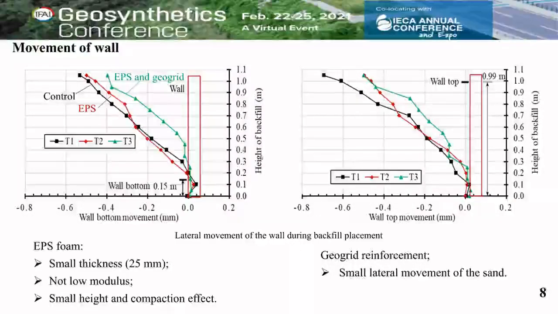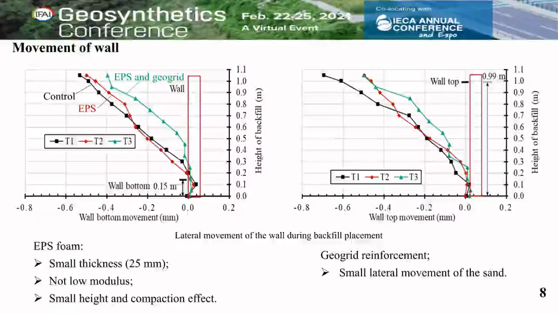The reasons for this phenomenon may be that the thickness of the EPS foam was just 1 inch, and the elastic modulus of the EPS foam was not too low compared with the elastic modulus of the backfill material. The wall is just 1.05 meter high, and the compaction effect was small. Therefore, the EPS had limited effect to reduce the wall movement.